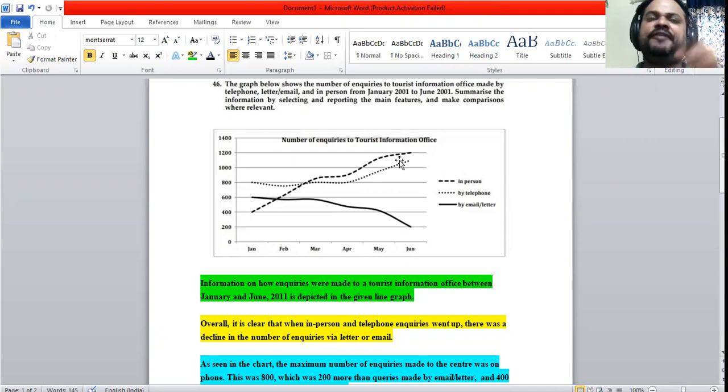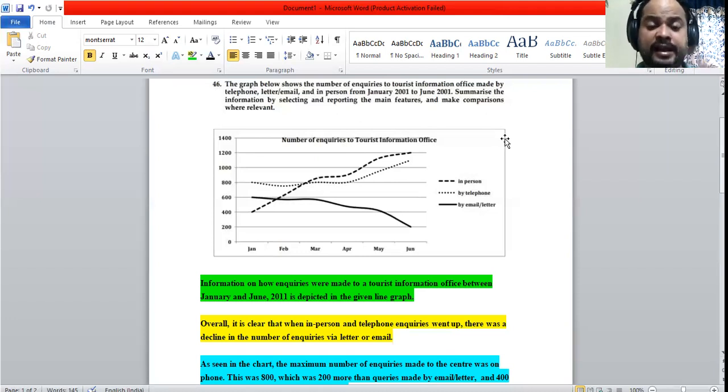We don't need to specify in person, by telephone, or by email, because you are going to write these things in the coming paragraphs. You are not supposed to write that in the introduction. Some people will write that this x-axis shows this and the y-axis shows that. I don't need that data there. What the horizontal axis and the vertical axis show is not a matter here. We are going to write that in the body paragraphs, so we don't need to worry about that.